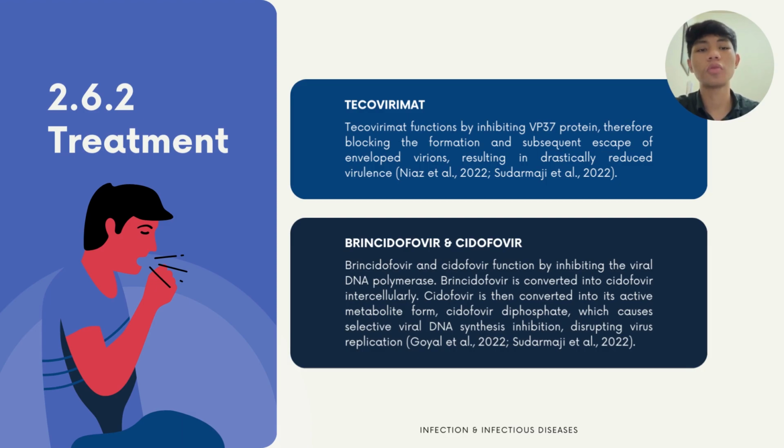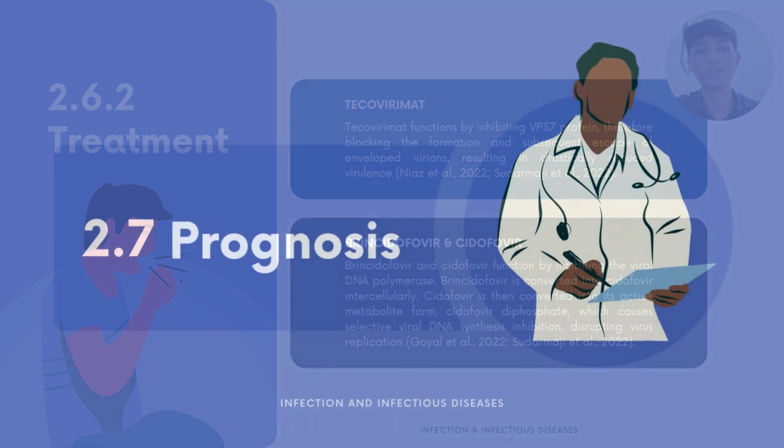Second, we will discuss brincidofovir and cidofovir. Brincidofovir and cidofovir function by inhibiting the viral DNA polymerase. Brincidofovir, a lipid conjugate, is converted into cidofovir intracellularly. Cidofovir is then converted into its active metabolite form, cidofovir diphosphate, which causes selective viral DNA synthesis inhibition, disrupting virus replication.